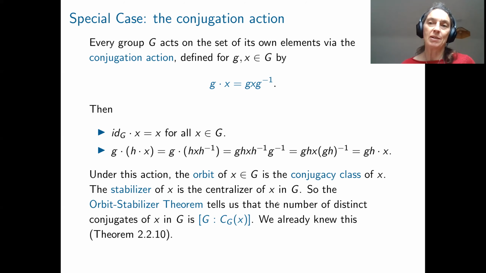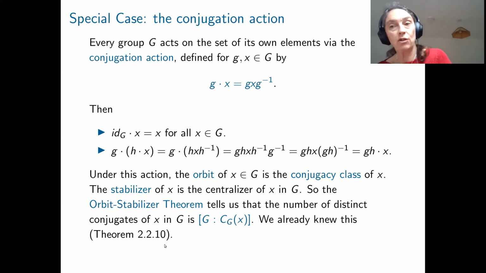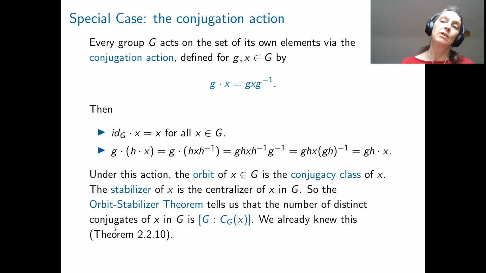So what the Orbit-Stabilizer Theorem tells us about this action is that the number of distinct conjugates of X, the number of elements in the orbit of X, is the index of the centralizer of X in G. That's something that we already knew, and the proof of that statement, which was theorem 2.2.10 in our lecture notes, bears indeed a remarkable similarity to the proof of the Orbit-Stabilizer Theorem on the last slide. So if you want to understand this really well, a nice thing to do is to compare theorem 2.2.10 of our lecture notes to the Orbit-Stabilizer Theorem, which is here in chapter 3. And also to think about exactly how theorem 2.2.10 is the Orbit-Stabilizer Theorem applied to the conjugation action in a group.